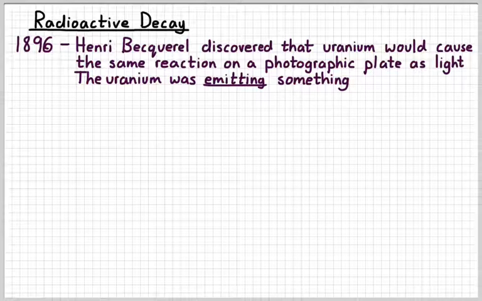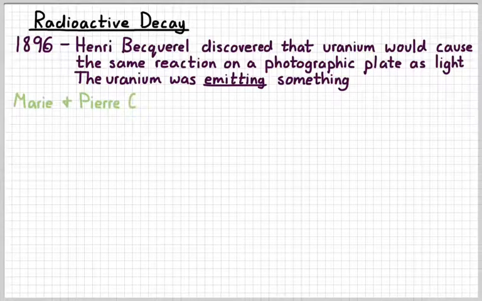So basically he had pieces of photographic film wrapped in black paper with uranium next to it, and then he discovered that when he developed the film it looked as if light had been exposed to it. And so he made the conclusion that uranium was emitting something.